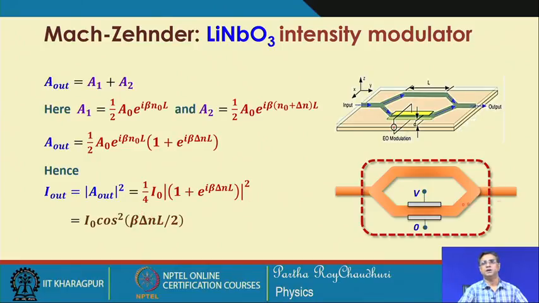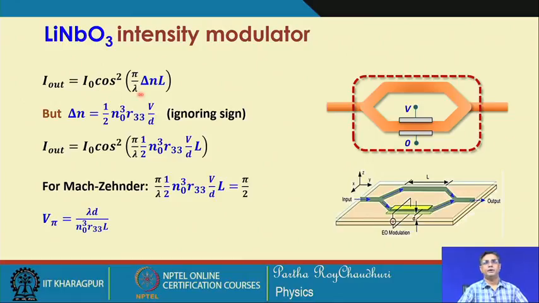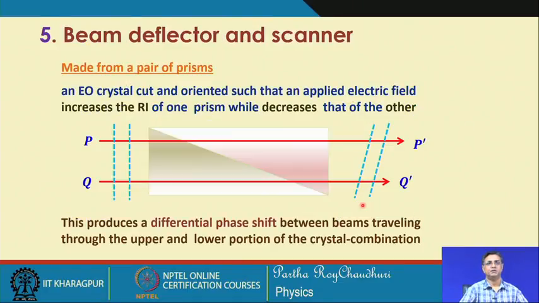So, this gives you the output intensity, and this is a very useful device, commercially available for many applications in communications, in photonics, in basic optics also. Lithium niobate, in the case of this, delta n is known; we have seen this. If you ignore the sign and under this Mach Zehnder configuration, if I have to switch this, we put this equal to pi by 2, it gives you V pi equal to this, and having known this value, we can use this modulator as a switching device.